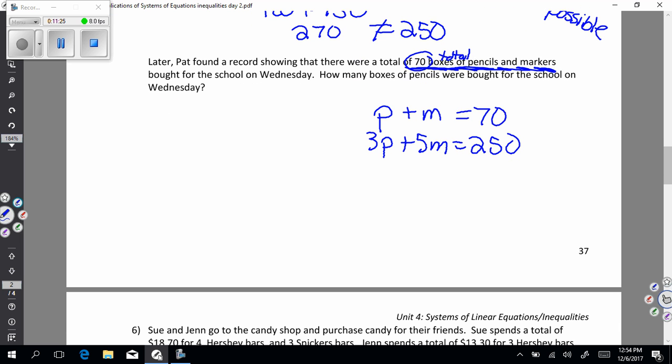Which way would you like to solve it? Do you like elimination? Do you like substitution? Either way would be okay. I'm going to do elimination. I'll multiply the top. What am I going to multiply by?